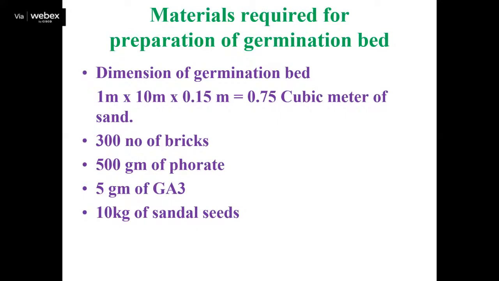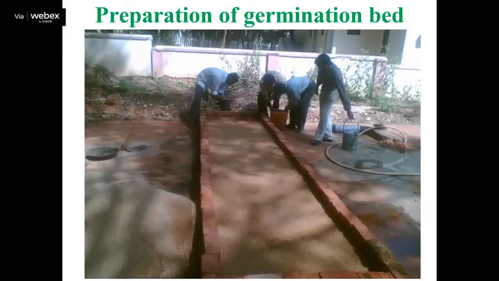Generally, the dimension of the germination bed is 1 meter into 10 meter. The sand layer occupies 0.15 meter, roughly half a foot. So 0.75 cubic meter of sand is required for one bed, and the border is made with bricks. You require 300 bricks, and 500 gram of ferrite is used to avoid insects, and gibberellic acid is required for soaking the seeds. In one bed, you can sow 10 kilogram of sandal seeds. This is the preparation of the germination bed. You can see the size is 1 by 10 meter, and the border is made with bricks to avoid leaching of the sand bed.